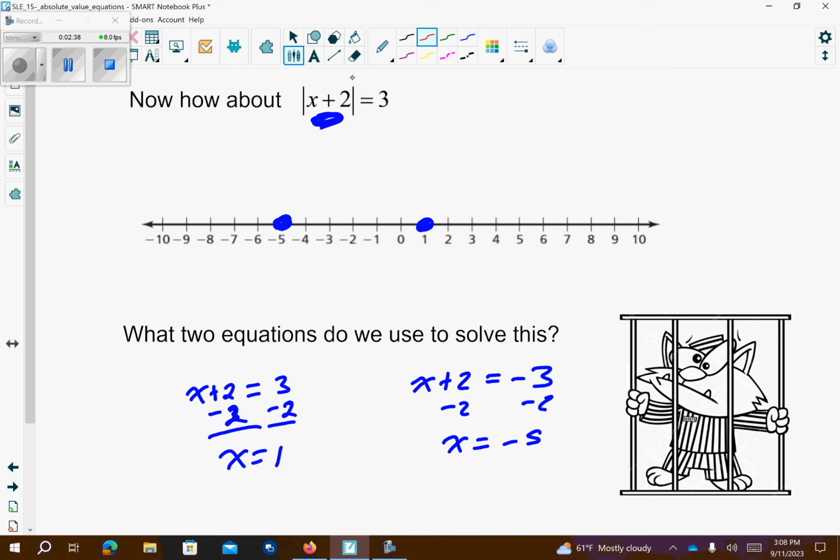So the key to this, think about this. What's the opposite of positive 2? Negative 2. So look at this. I'm 3 this way, or 1, 2, 3 this way. So again, we're talking about the distance. So when you break up the absolute value, you create a positive and you create a negative component to it.